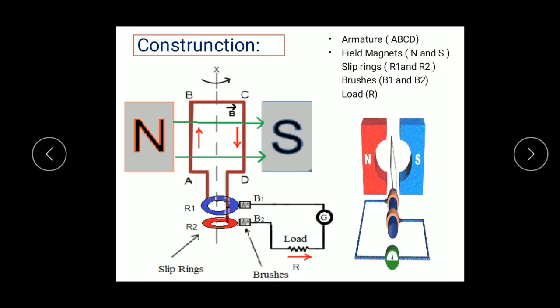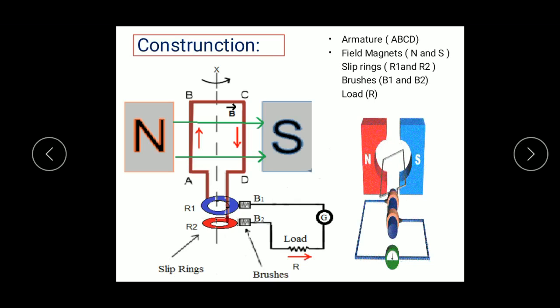Now let us discuss the working of AC generator. I hope the construction of AC generator is understood, and it is very simple. The principle is what? When the coil is rotated in a uniform magnetic field, an EMF is induced in it. So that is the principle of AC generator, that is electromagnetic induction.